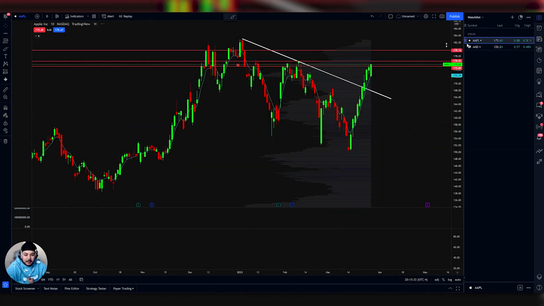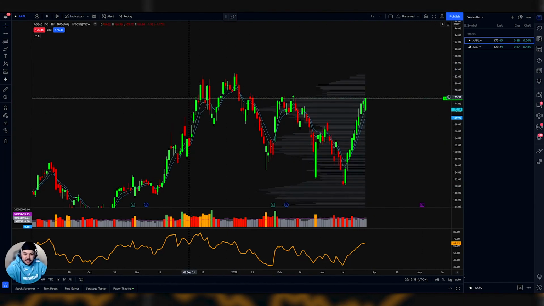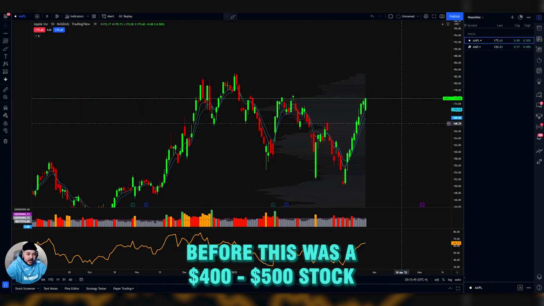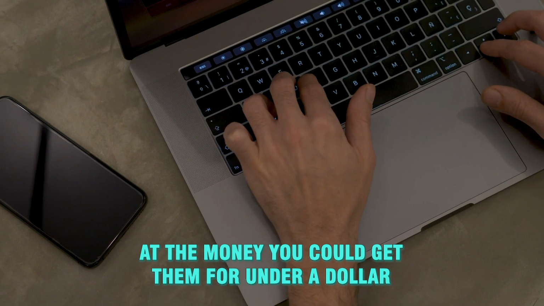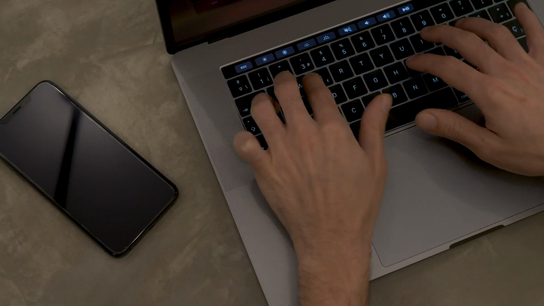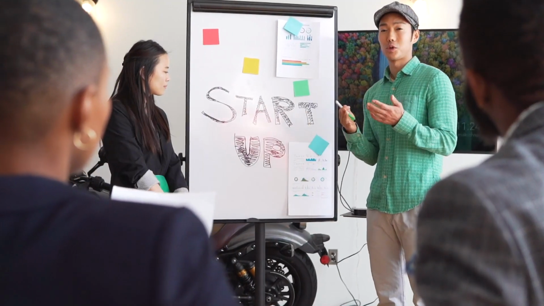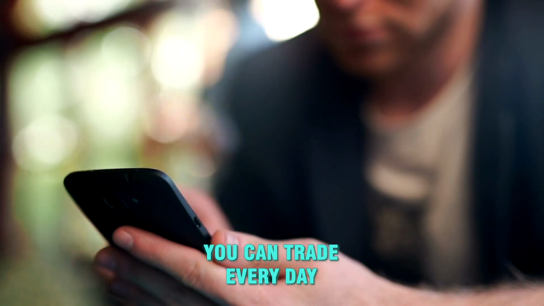Another great example is Apple. Apple is self-explanatory. You can play the stock every day for the rest of your life. This company isn't going anywhere. It's always going to have a range to play, and it's always going to have some sort of move to make. And the contracts are super cheap. Post-split, before this was a $400 or $500 stock, the contracts were like $300-400. Now at the money you could get them for under $1, which is great because you could load up on contracts, and great liquidity, has hundreds of thousands of volume, hundreds of thousands of OI. Great company to play, and I love trading Apple. But this just comes down to stocks you can trade every day.